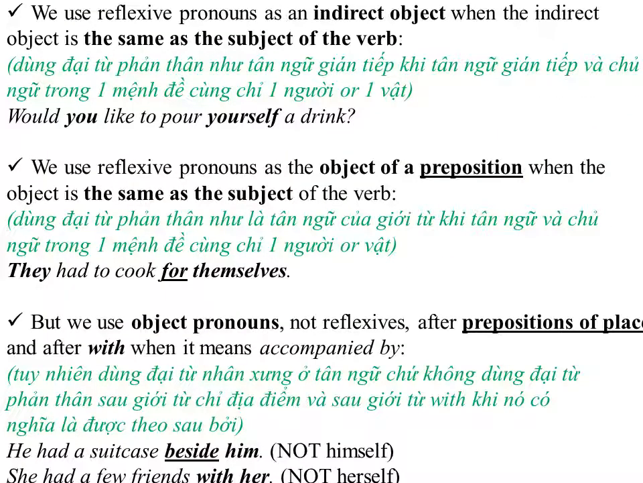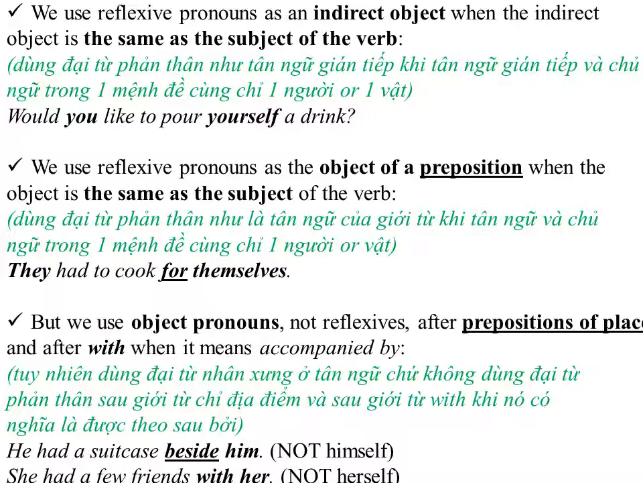We use reflexive pronouns as an indirect object when the indirect object is the same as the subject of the verb. Example: would you like to pour yourself a drink? We use reflexive pronouns as the object of a preposition when the object is the same as the subject of the verb. Example: they had to cook for themselves.